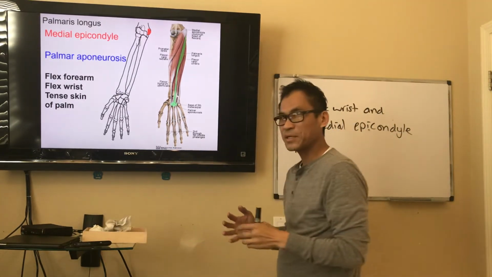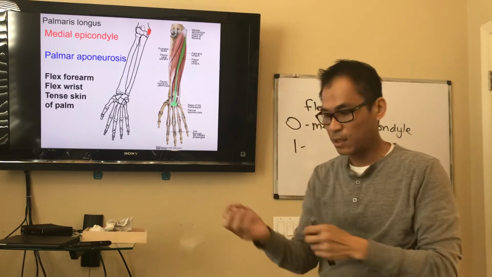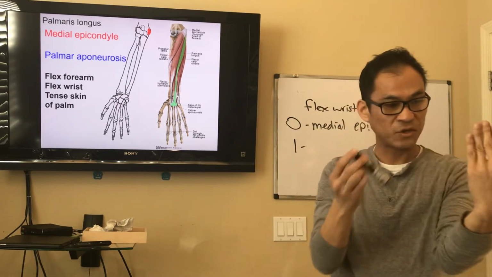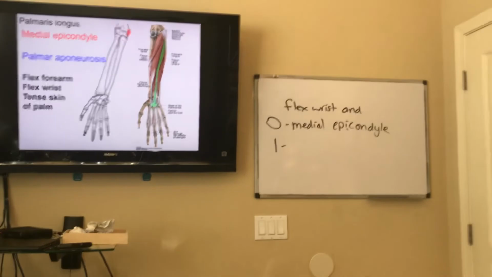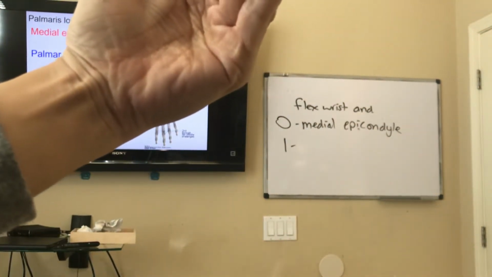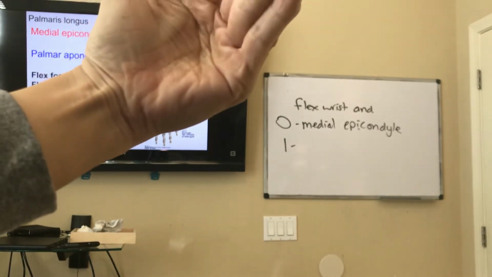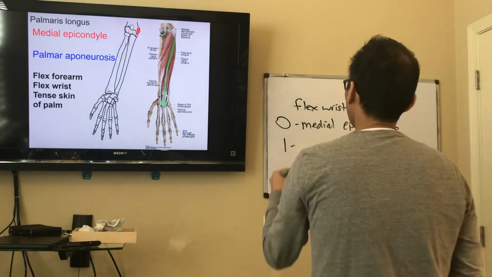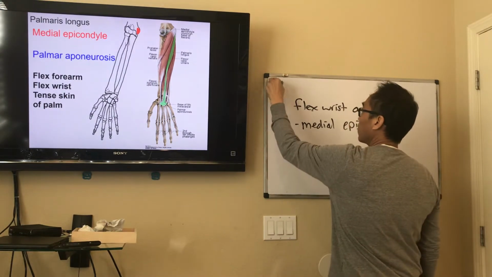This one is absent in something like 11 or 14% of people, depending on which book you read. You can see the tendon of it. Let's see if I can show you. See that tendon popping out there? Right there. Tendon of Palmaris Longus. So, I see the tendon, I know I got it. If you don't, don't worry about it.